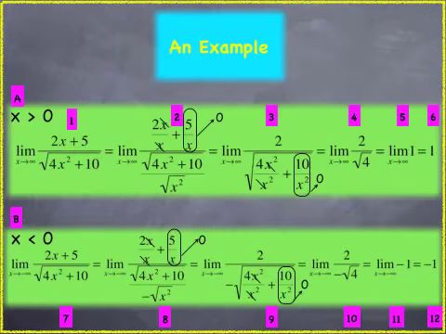So let's do an example. Let's start in A. In this case, x is greater than 0, and we're looking at the limit of our function as x approaches positive infinity. And you can see in item 1, I have our function. So how do we determine what this limit is?